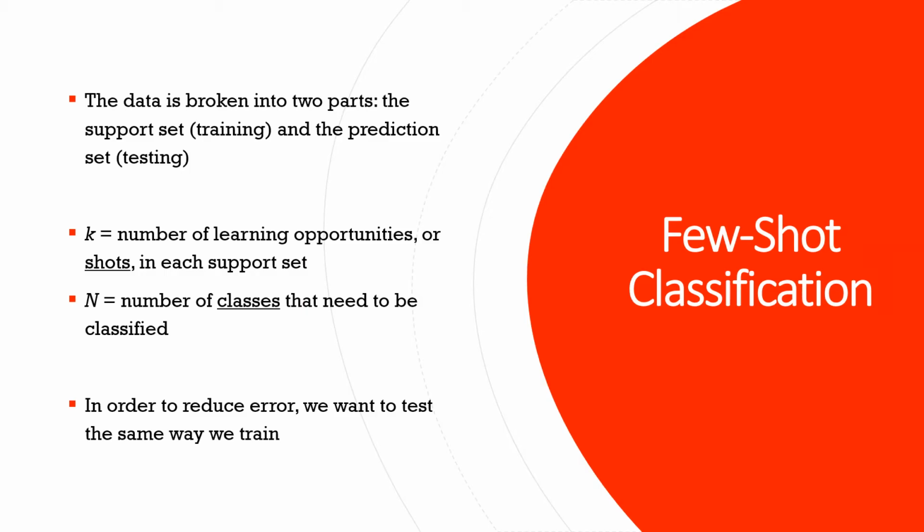One of the more straightforward methods of optimization-based meta-learning is few-shot classification. Your data set is broken into two parts, your support set for training and the prediction set for testing. Now, this is set up as a K-shot N-class method, where K is the number of learning opportunities or shots in each support set, and N is the number of classes that need to be classified. When we're testing and when we're training, we want to make sure that we are testing the same way that we're training in order to reduce error.